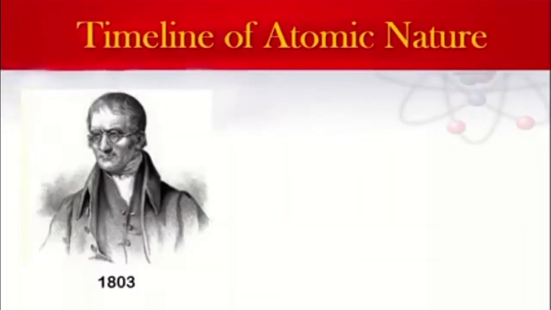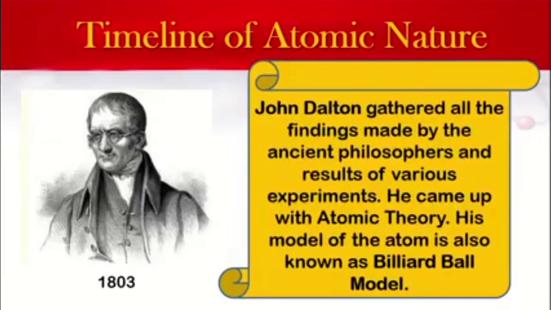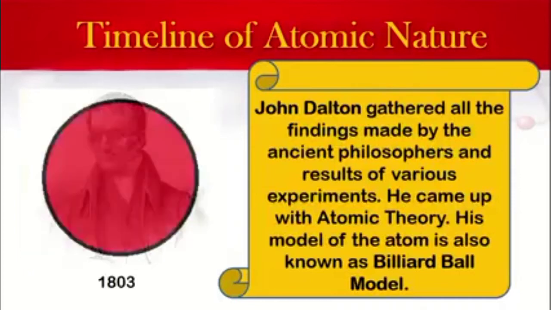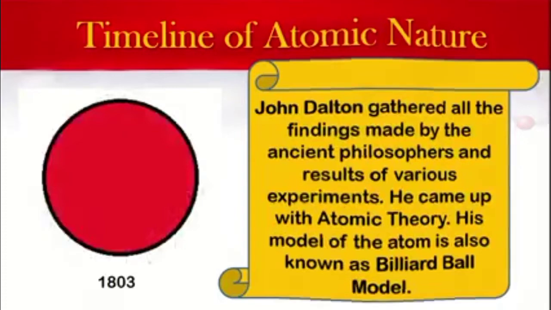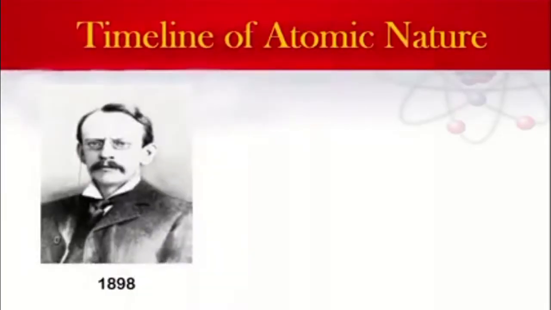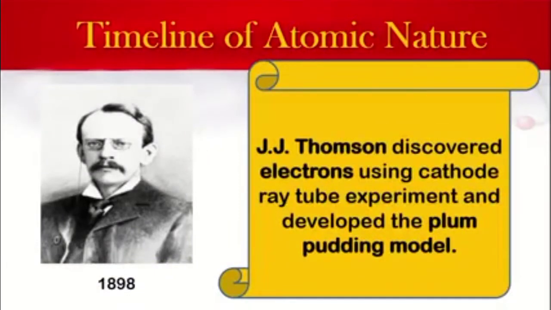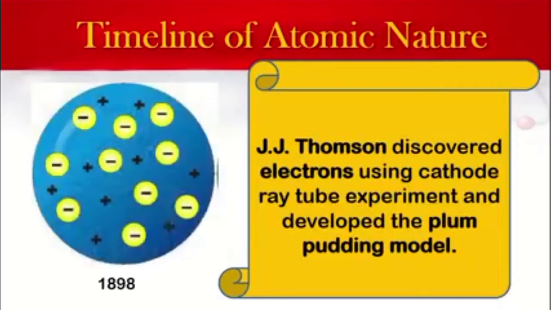Then in 1803, John Dalton gathered all the findings made by the ancient philosophers and results of various experiments. He came up with the atomic theory. His model of the atom is also known as the billiard ball model. Then in 1898, J.J. Thomson discovered the electrons using cathode ray tube experiment, and he developed the plum pudding model. Thomson proposed that the negatively charged electrons were embedded in a kind of cloud or soup of positive charge, as shown in the figure.